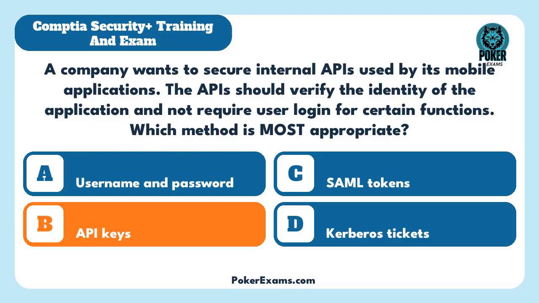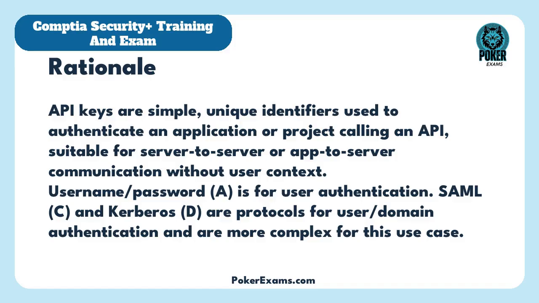Correct answer is B. Rationale: API keys are simple, unique identifiers used to authenticate an application or project calling an API, suitable for server-to-server or app-to-server communication without user context. Username and password, A, is for user authentication. SAML, C, and Kerberos, D, are protocols for user/domain authentication and are more complex for this use case.